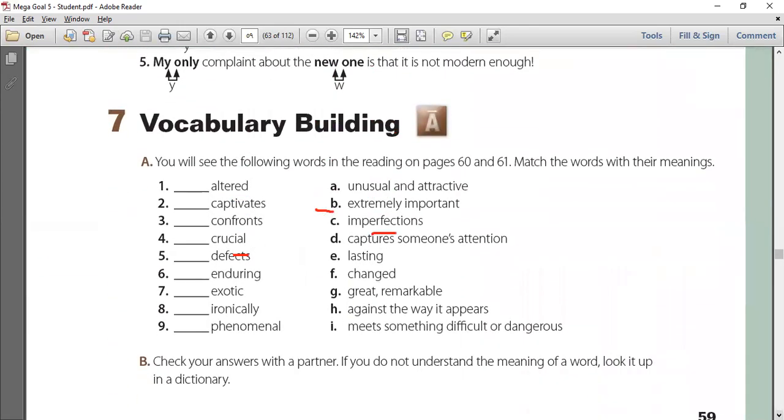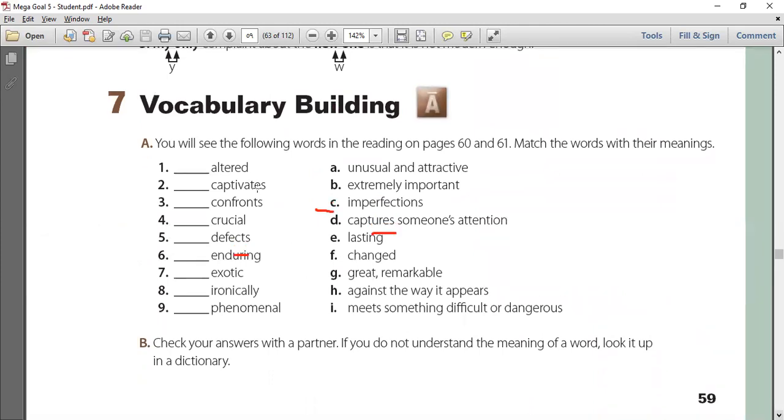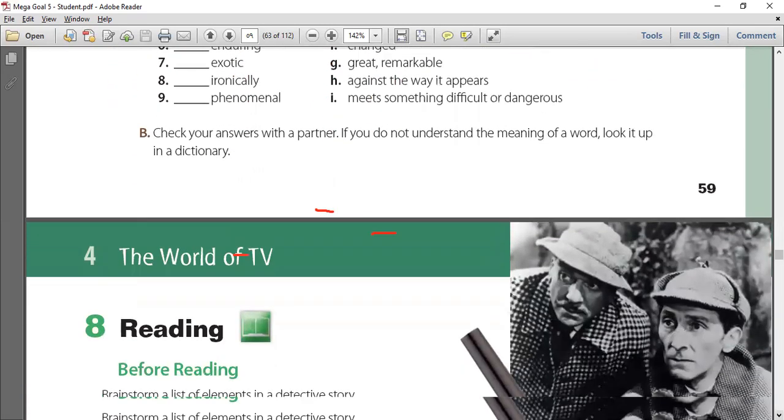The vocabulary building, you're not supposed to memorize the meaning of the vocabulary. No, you're supposed to know the meaning of them. You're supposed to know how they are going to be in a sentence. لازم نعرف, for example, ironically, phenomenal, how it's going to be in a sentence. Okay?